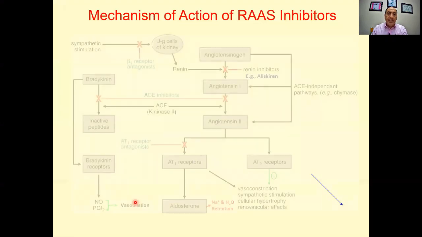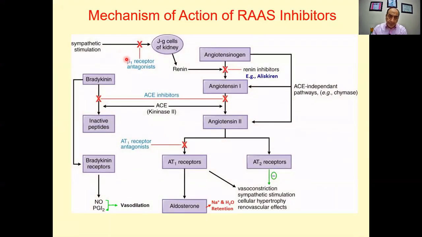So in detail, the mechanism is here. The sympathetic nervous system activity, or decreased renal perfusion, will activate the juxtaglomerular cells to produce renin. Renin will convert angiotensinogen to angiotensin I. This could be inhibited by renin inhibitors like aliskiren. Angiotensin I is converted into angiotensin II by the ACE. I can inhibit this with ACE inhibitors such as captopril, enalapril, and many others.